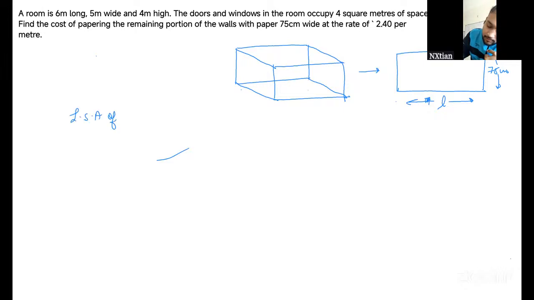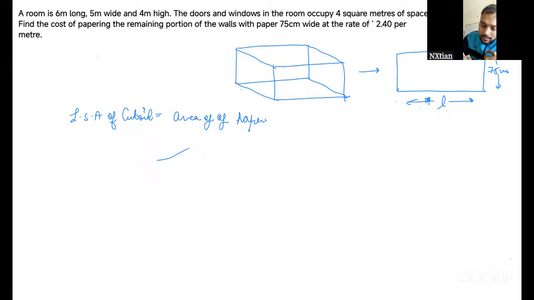So we should know that LSA of cuboid is equal to the area of the paper. Remember this thing, whatever the paper will be there, it is applied in the room. So whatever the paper is there, it is applied in the room. It means that the length into breadth, the area of this paper, is equal to the four walls area. Did you understand? Yes or no?